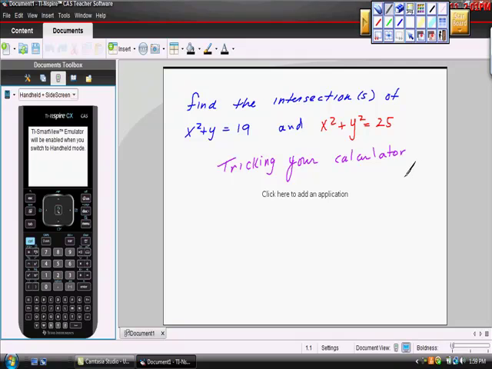Okay, we're going to try to find the intersection or intersections of these two equations. And the reason I'm saying equations, if you look at this one, is a function, isn't it? This is going to be a parabola, isn't it? It's going to be a maximum parabola with a y-intercept at 19.